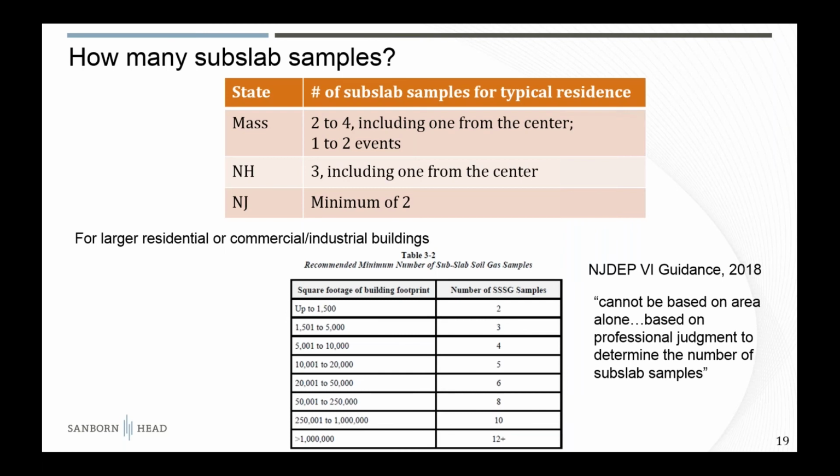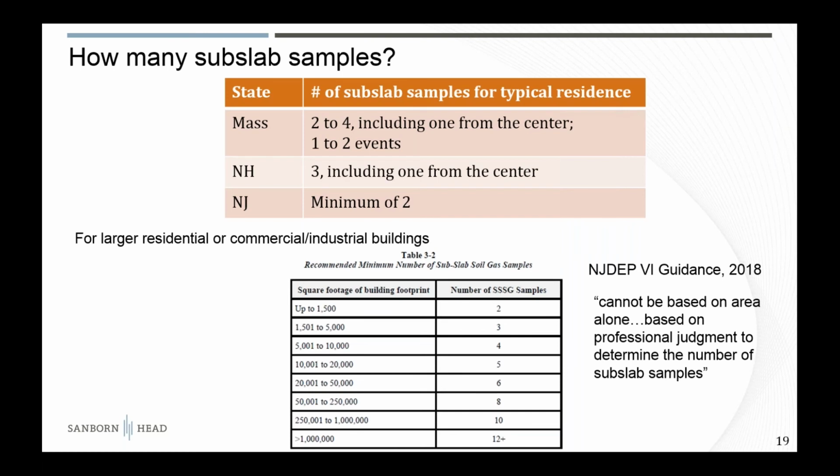a subslab sampling. For larger or commercial industrial buildings, there's some guidance from New Jersey Department of Environmental Protection about how many samples to collect based on the square footage. But this is kind of arbitrary because really how many samples you collect should depend on the foundation construction of the building. And if you've got a building that's been built on multiple times over the years with lots of subgrade structures, and you follow this guidance, you might be missing a completely isolated area that could be a potential source. So the caveat here is to use some professional judgment to determine the number of subslab samples. But it's a place to start.